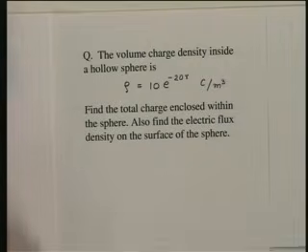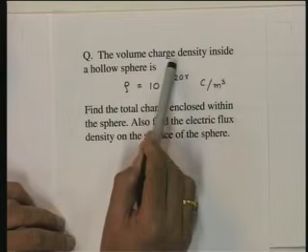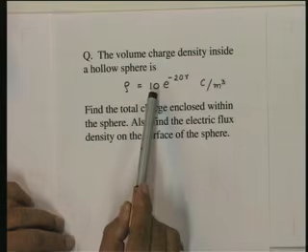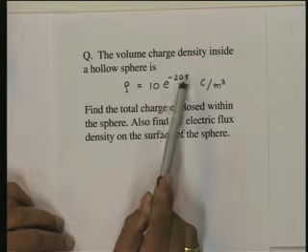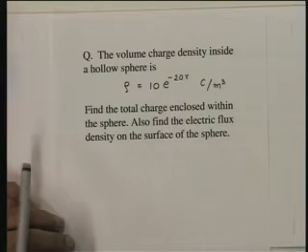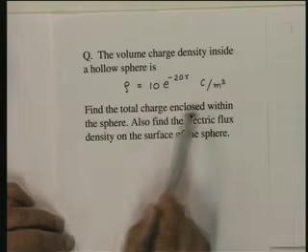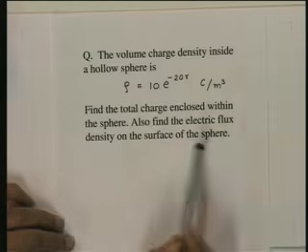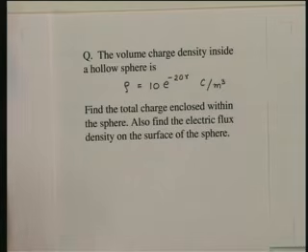Let us now solve some problems based on the Maxwell's equations and also on the boundary conditions. So, let us consider a very simple problem based on the Gauss law. So, we see here the volume charge density inside a hollow sphere is given as rho equal to 10 into e to the power minus 20 r coulombs per meter cube. Find the total charge enclosed within the sphere. Also find the electric flux density on the surface of the sphere. So, finding the total charge enclosed inside this sphere is very straightforward.